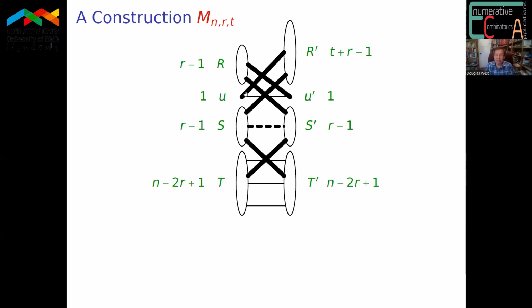So the heavy edges here are complete bipartite subgraphs, okay? And between T and T prime, I have just a matching going straight across. U and U prime are just single vertices there. Now the dashed line here means I can add any edges that I want, including multiple edges, but joining S and S prime. Okay, the other stuff is all simple edges.